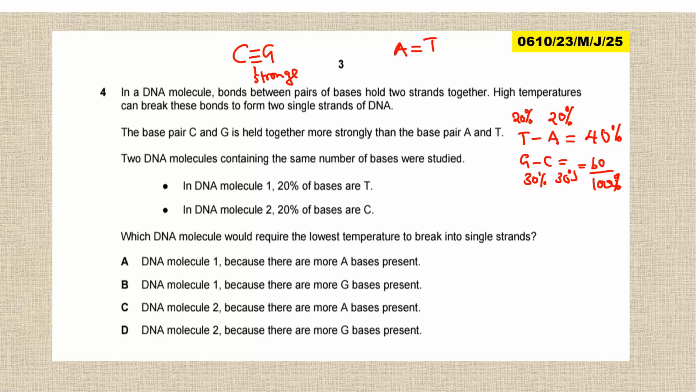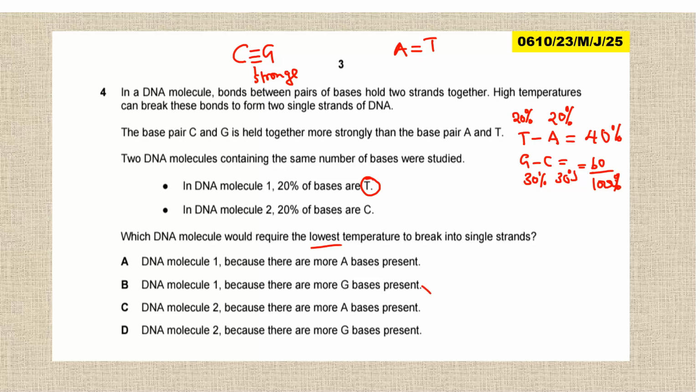Now, what is the question? Which DNA molecule would require the lowest temperature to break into single strands? Look at DNA molecule 1. DNA molecule 1 contains 20% of T, which means it has 30% of G, which are very difficult to break. So this one cannot be the answer. Then it is DNA molecule 2, because it has more of the weaker bonds, and they are asking for the lowest.